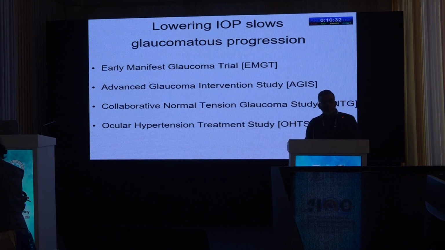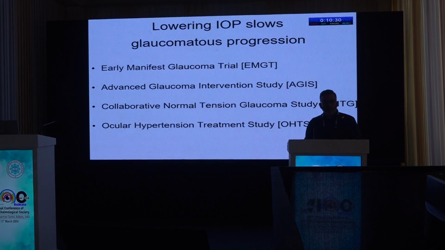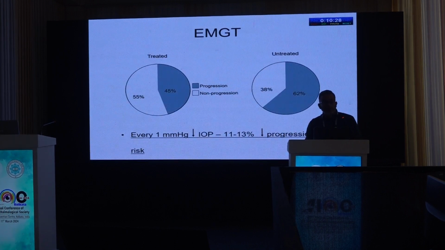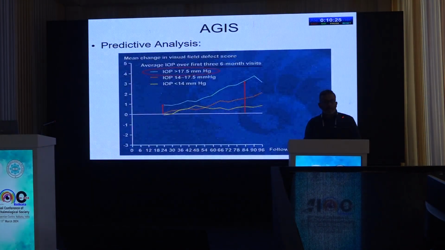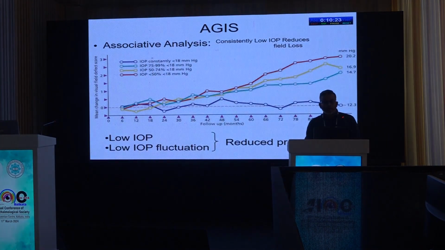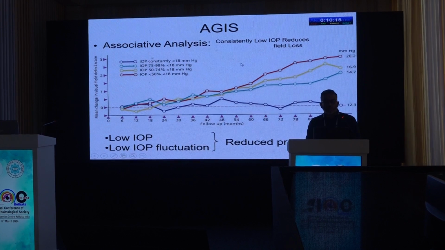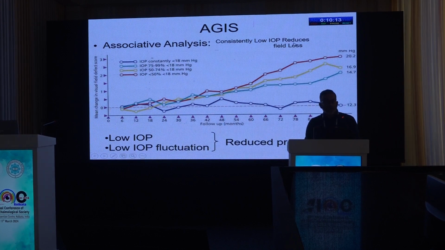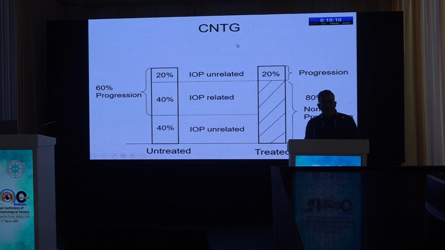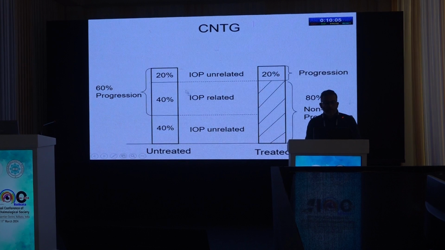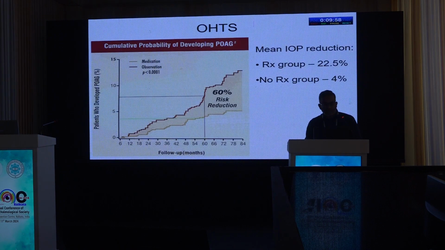Lowering IOP slows down progression, demonstrated by all clinical trials which have analyzed that, be it the Early Manifest Glaucoma Trial, the Advanced Glaucoma Intervention Study, or even the Normal Tension Glaucoma Study. The Advanced Glaucoma Intervention Study showed that consistently low IOP reduces field loss. In the NTG study, it was shown that only 20% progressed in the treated patients compared to 60% in untreated patients. So IOP has to be lowered to prevent blindness.